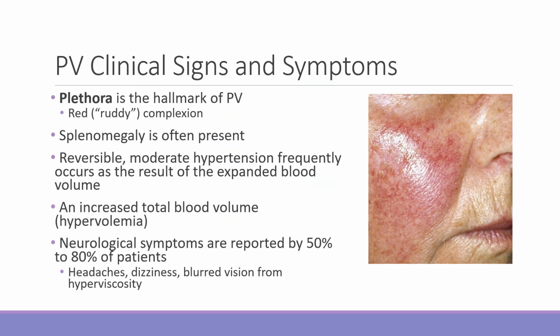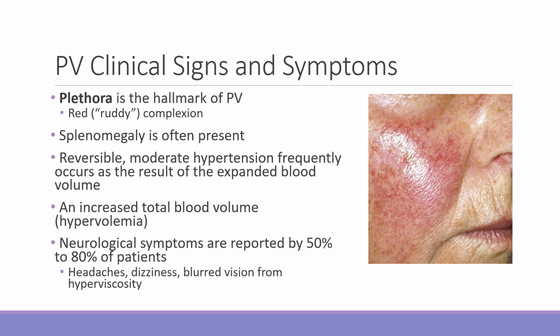Patients with polycythemia vera have a variety of different clinical signs and symptoms. But the hallmark of PV is plethora, which is just a red, ruddy complexion, as you can see in the picture there. It looks like little red capillaries that are all at the surface of the skin. They may have splenomegaly, so congestion and enlargement of the spleen is often present. Reversible moderate hypertension frequently occurs as the result of the expanded blood volume.